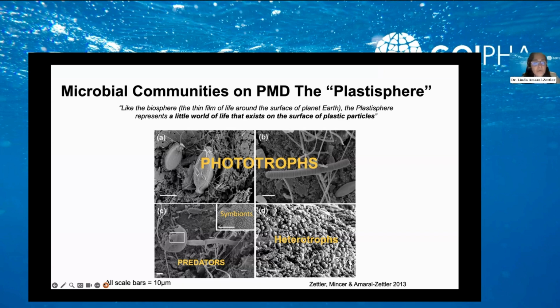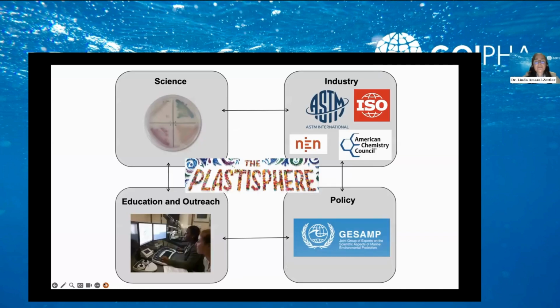They have their own life, if you will, their own little world where there are organisms that photosynthesize, there are organisms that eat other organisms, and there are even organisms that potentially use some of the leachates in fossil fuel-based plastics as a food source. So the concept of the plastosphere extends beyond science into education, policy and industry as we try to better understand how perhaps microbes can help solve the plastic pollution problem, particularly in the oceans.